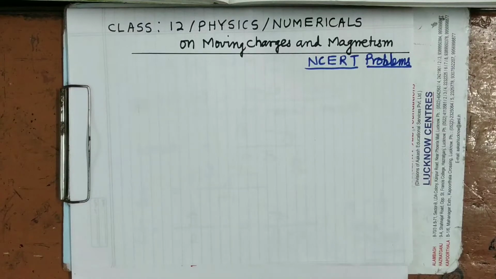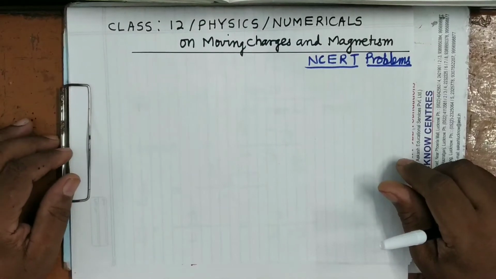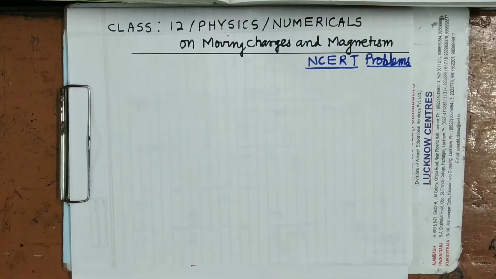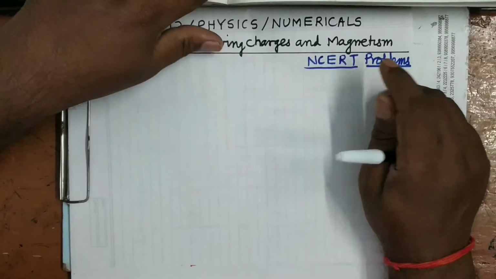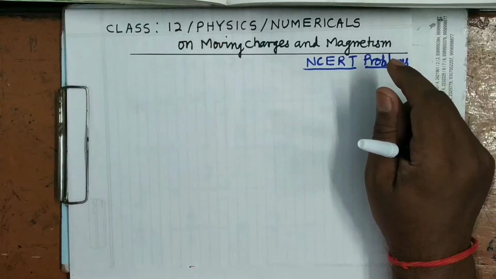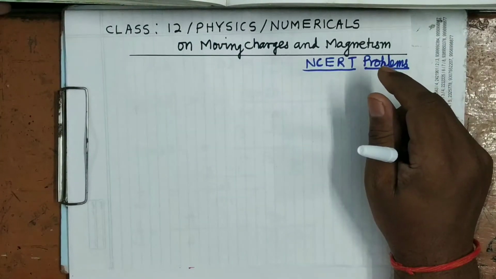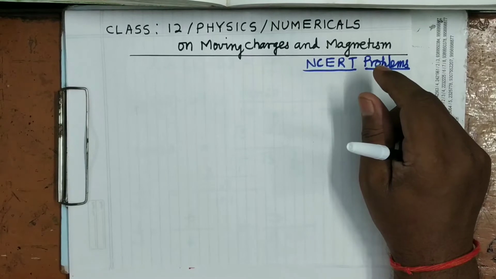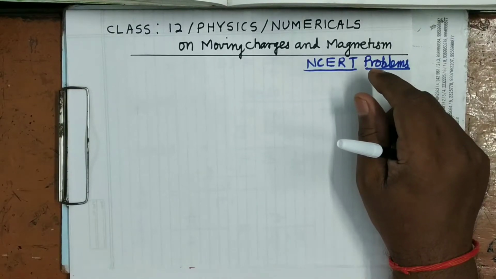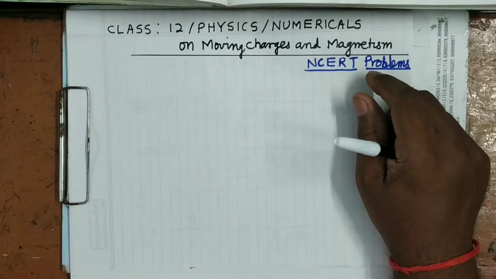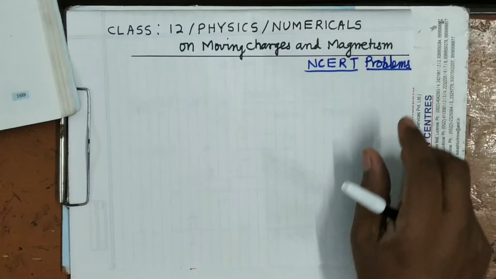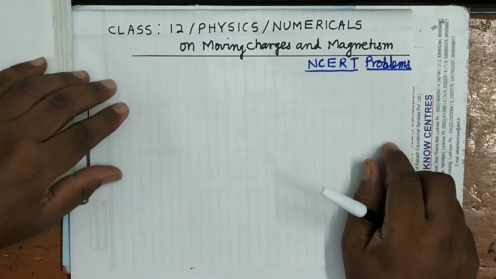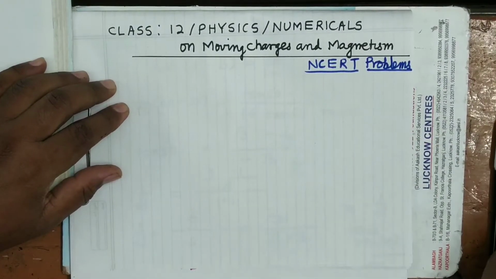Today in this lecture I will do numerical problems on moving charges and magnetism. In the previous lecture also I have done some numericals. Today I will take NCERT problems because these are very important from the point of view of your board, as the NCERT problems have been included in the syllabus for the past 3 years. So you have to solve these NCERT problems also, and in the examination questions can come directly from them.